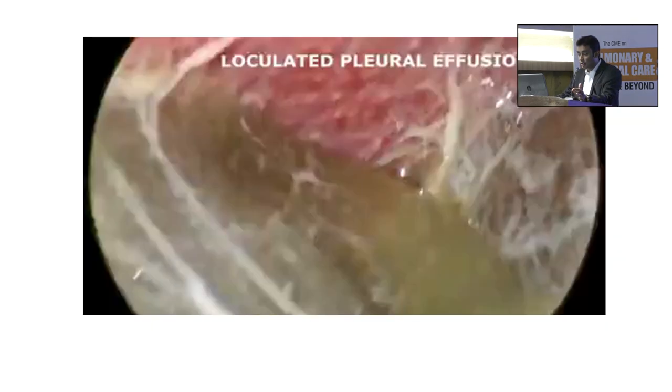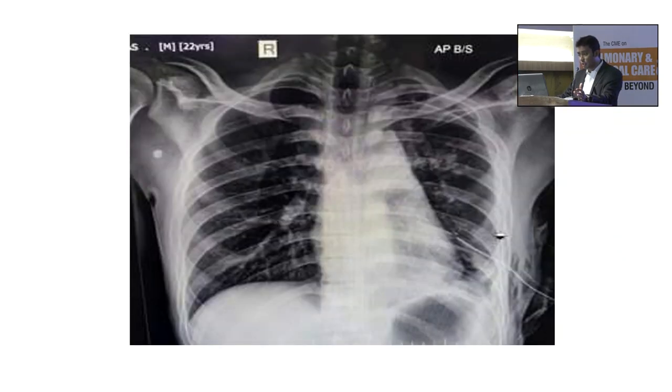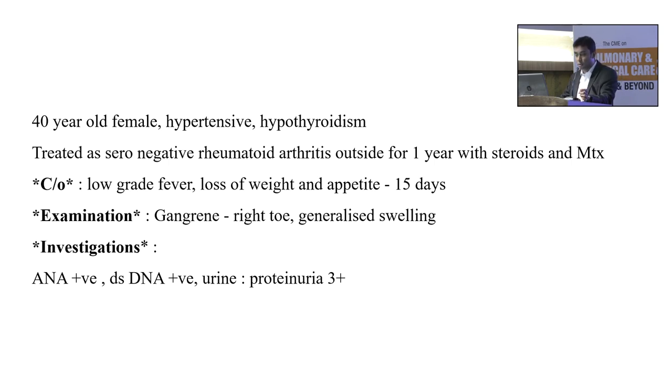So now, one interesting case I will show you in the pleura. In the interest of time, I'm rushing through a few of the slides. She's a 40-year-old female, hypertensive and hypothyroid. She was treated as a case of seronegative rheumatoid arthritis for 1 year with steroids and methotrexate. Then the patient came to us with low-grade fever, loss of weight, and loss of appetite for 15 days. So we examined the patient.